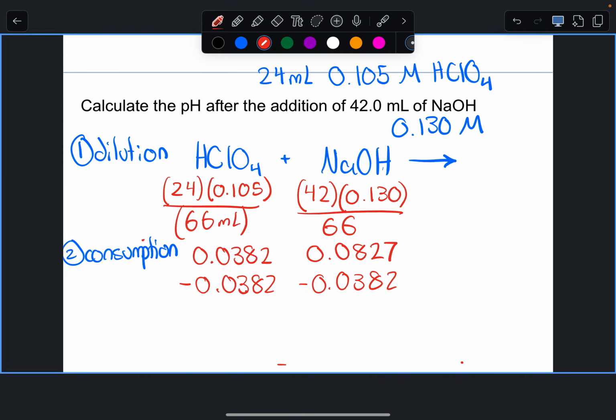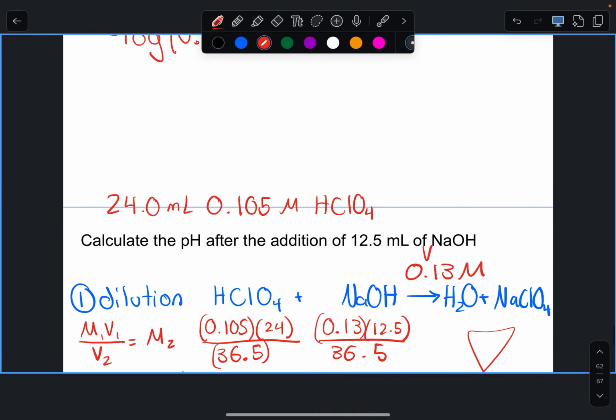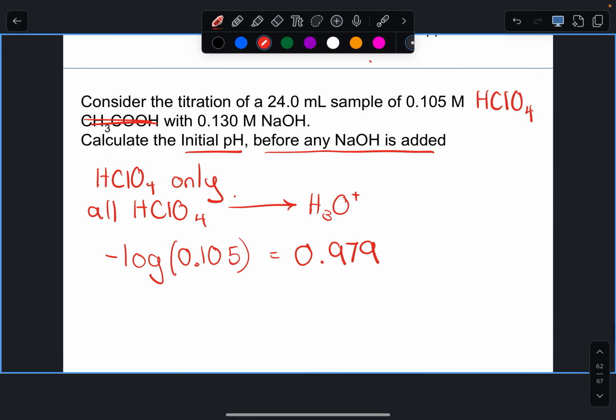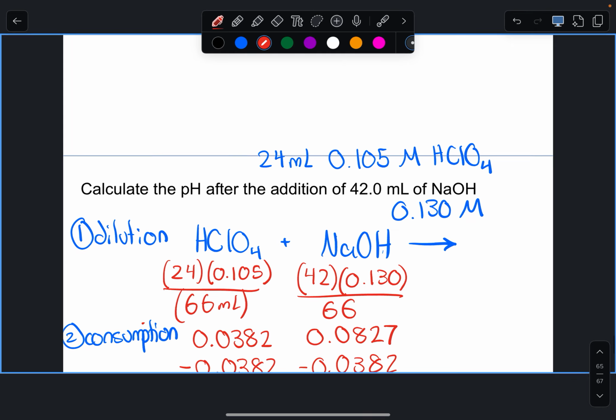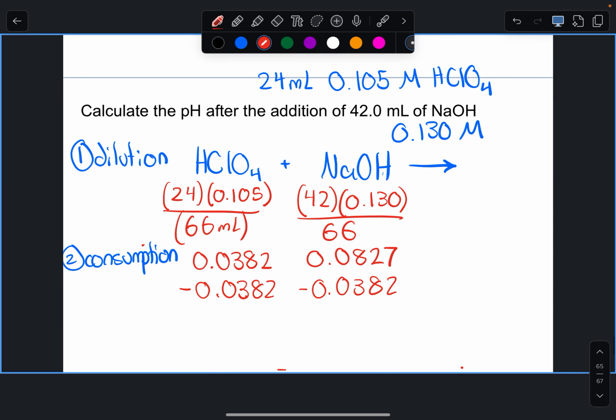Does that look different? 0.10. 42. I don't know.